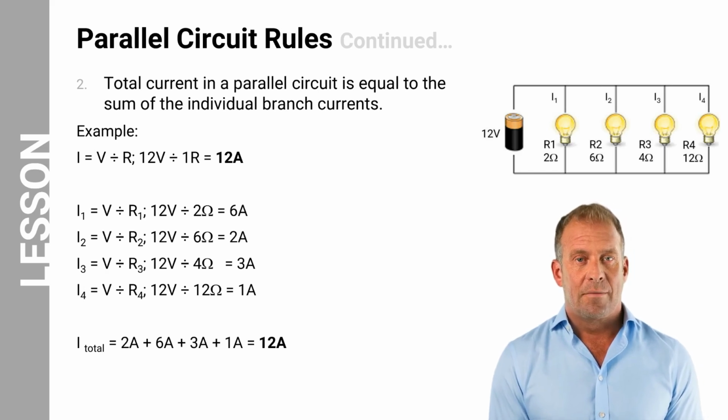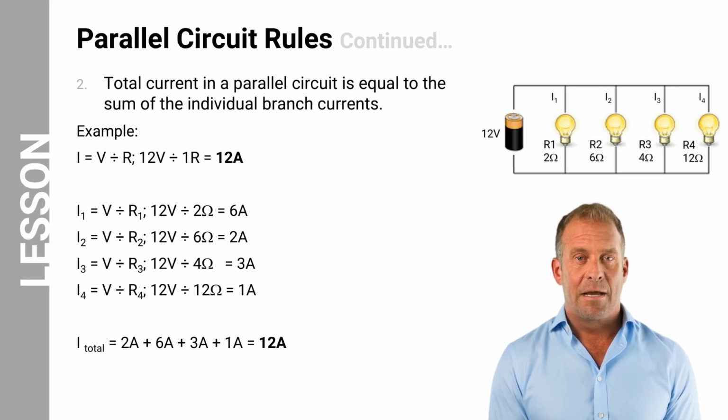Another important rule of parallel circuits is that the total current in the circuit is equal to the sum of the individual branch currents. This principle can be demonstrated through an example. Let's consider a parallel circuit with a voltage source of 12 volts and a total resistance of 1 ohm, as calculated in the previous example. Using Ohm's law, we can calculate the total current. I equals V divided by R, which gives us 12 volts divided by 1 ohm equals 12 amperes.